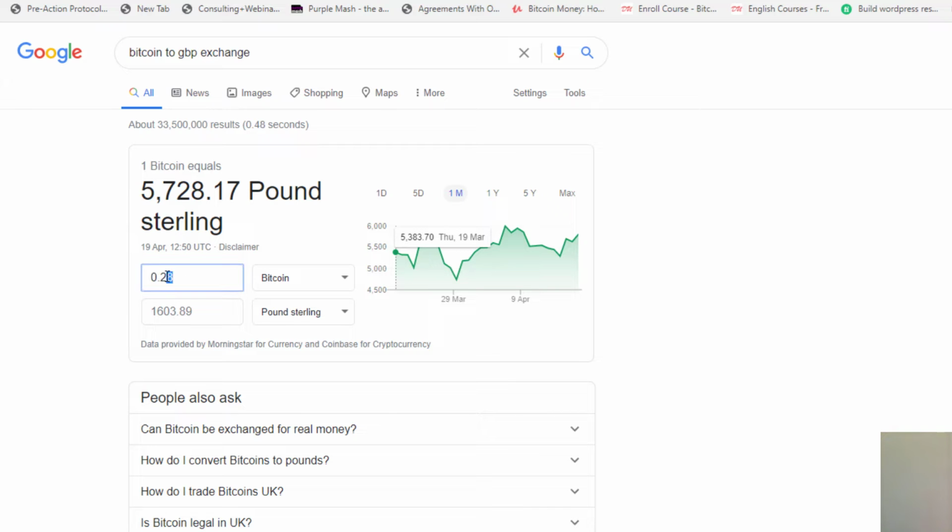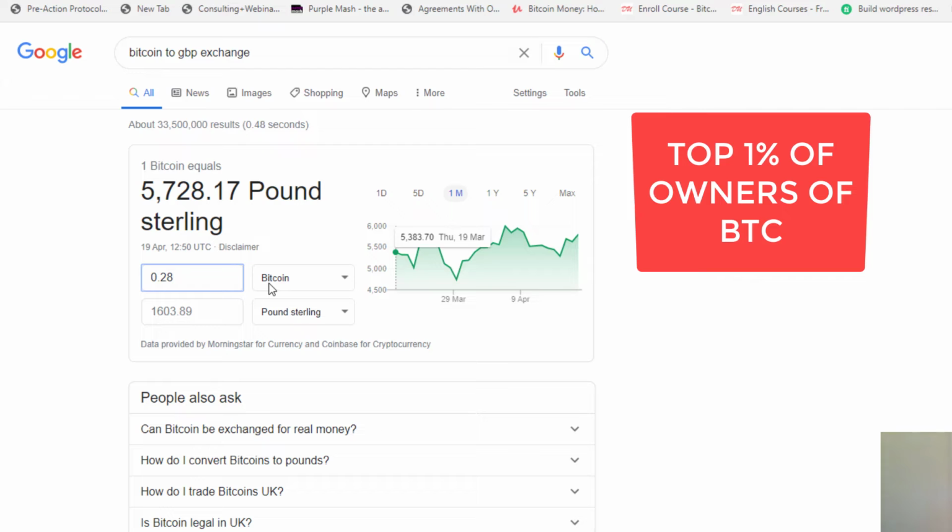So as it stands now, 1 Bitcoin equals £5,728. Let me put that in here just so you know it's live. So again, it's just changed that. So 1 Bitcoin is 5728. Now the reason why I had in here 0.28, and I'll put it back to 0.28, is that 0.28 of a Bitcoin is said to be how much you need to own to put you in the top 1% of owners in the world of this asset.